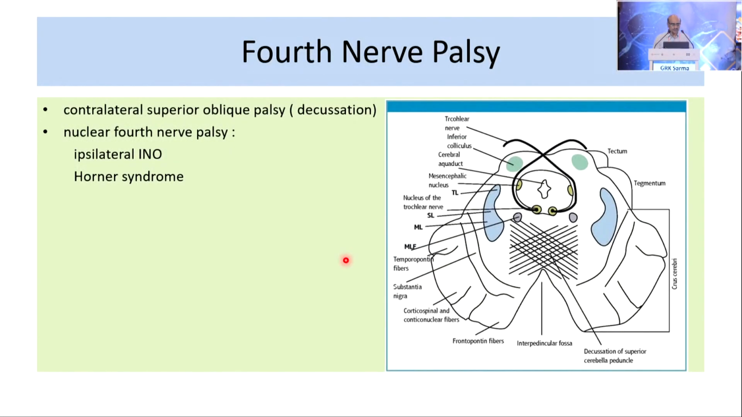Fourth nerve palsy: again, it is a crossed nerve supply to the opposite superior oblique muscle, so you will get a contralateral palsy. You can have ipsilateral INO because the MLF is very close to that, and also Horner syndrome can be there.